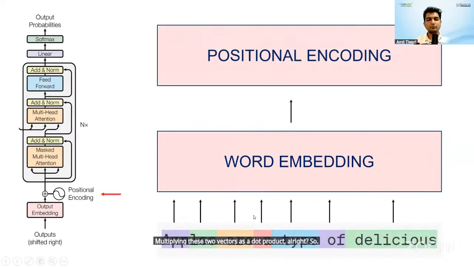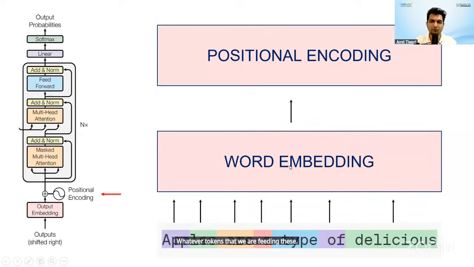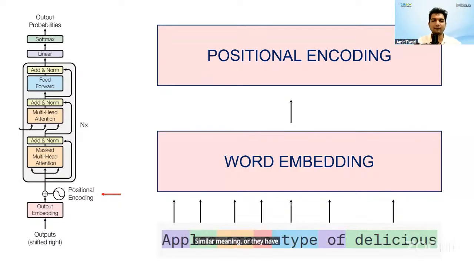So as not to go into too much math and make this a theoretical mathematical class, I will skip that part. Just remember that the tokens we are feeding to the word embedding layer of this transformer architecture, we are making into vectors. And by making these words vectors, two words lying in the same direction have similar meaning, or similarity between them, is what my computer is learning.